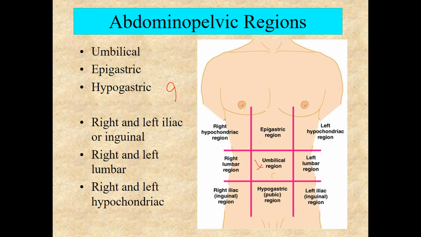And although I'm not going to test you on this, there are distinct anatomical lines that signify where these regions are divided. Same with the quadrants. I'm not going to test you on them. Might be helpful for you moving forward. You're probably going to have to know them once you get into nursing. So those are the 9 abdominopelvic regions.